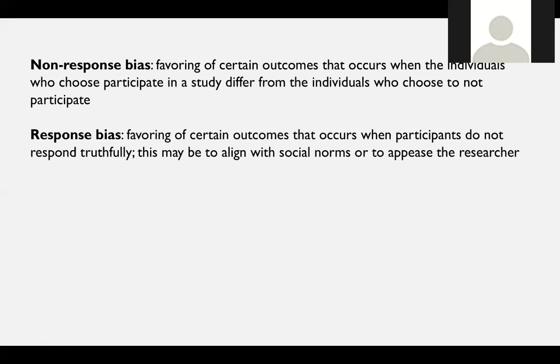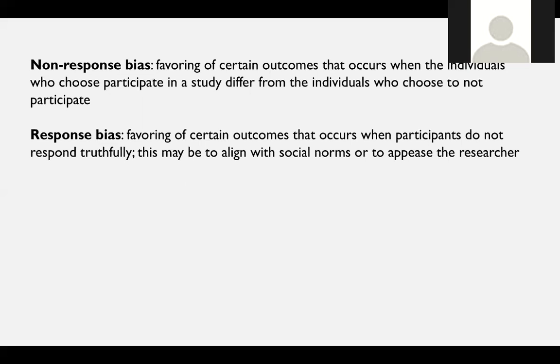So an example I like to use for response bias is if a teacher surveyed her students whether or not they cheated this semester on a test. So most students would say that they did not cheat on a test, even if they did, because they would want to please their teacher.